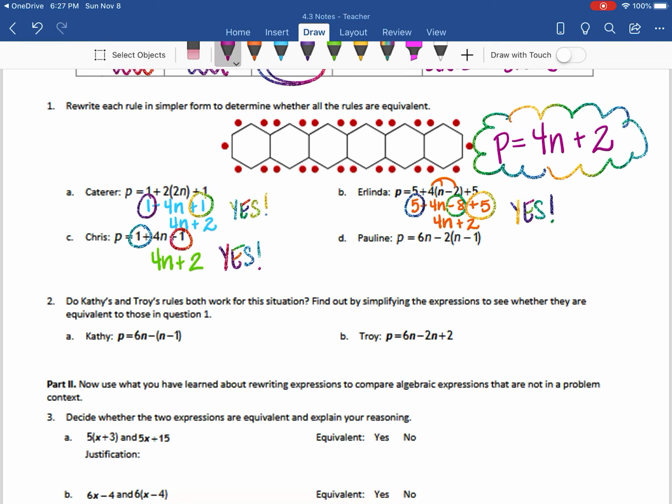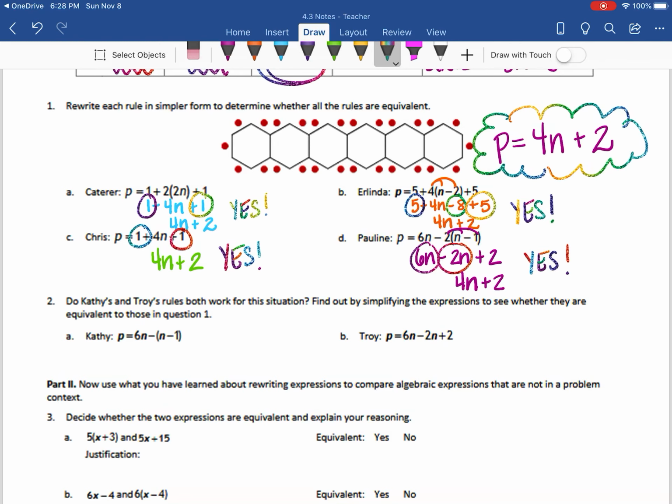All right, last one. We have some distribution, so I'm going to go ahead and do that. So I have 6n, -2n, because -2 times n is -2n, and then -2 times -1 is a +2. Negative times a negative is a positive. And now what can we combine? We can combine the two n's. So 6n take away 2n is 4n, and 4n plus 2 is the same rule, so it's equivalent.